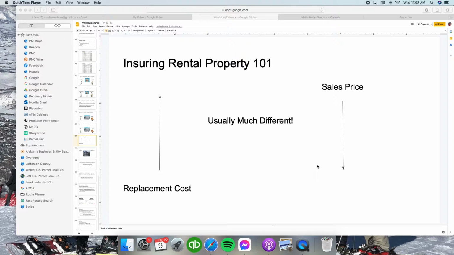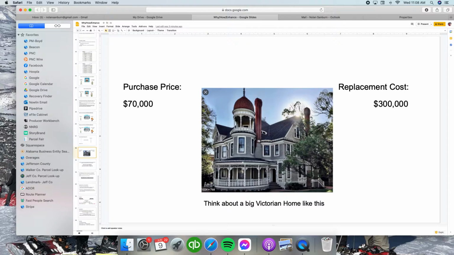For an example here, think about a big Victorian home like this picture here. Maybe the person that owned it before had passed away and the son or daughter lives on the other side of the world and they don't have a reason for it, so they foreclose on it. So you purchase this property for $70,000. The insurance company really doesn't care so much about what the purchase price is. They need to know what the cost of replacement is. It could be $300,000.